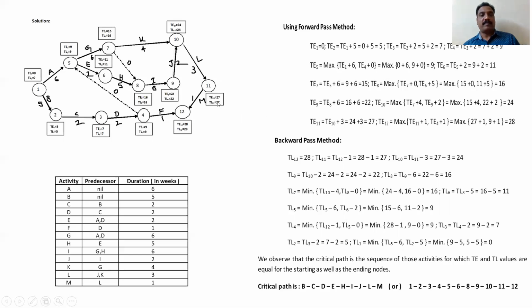TE10 is the maximum of, for 10 also we have both arrows. One is K activity, another one is J activity. So the maximum of these two should be taken. Maximum of 15 plus 4 or 22 plus 2, that is equal to 24.